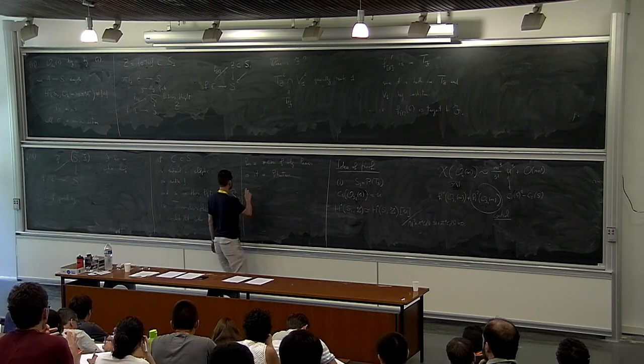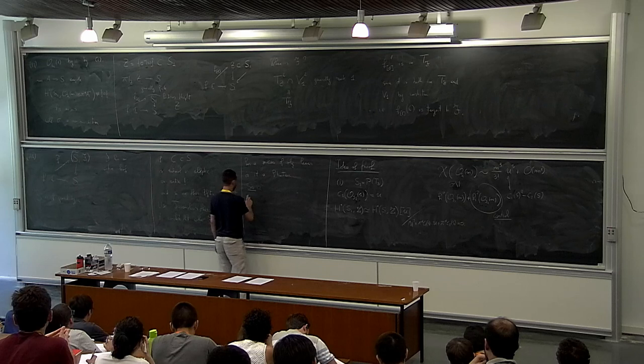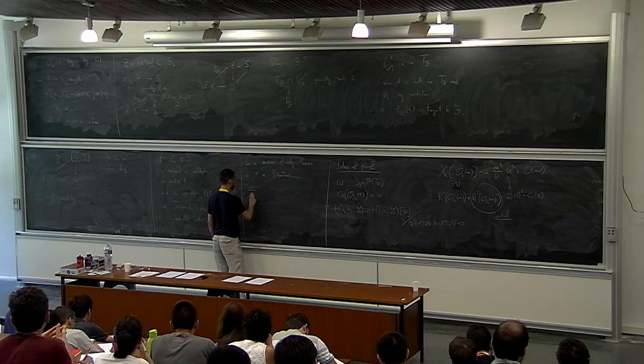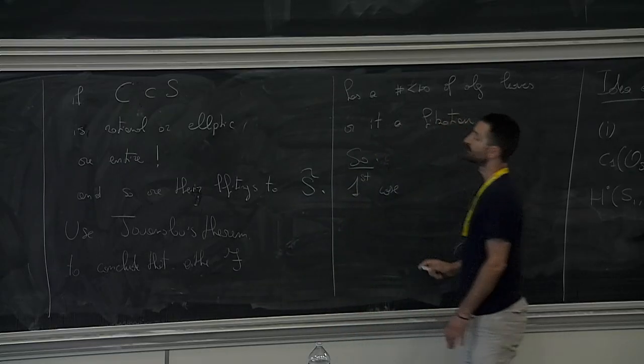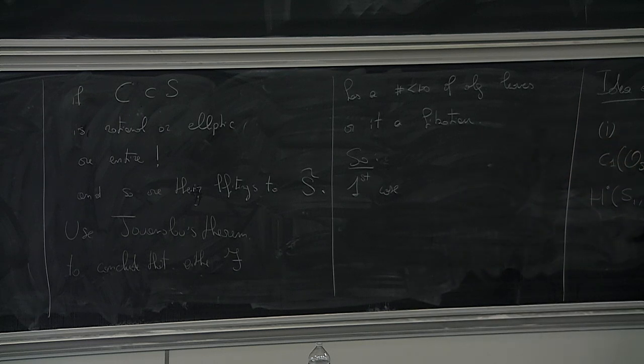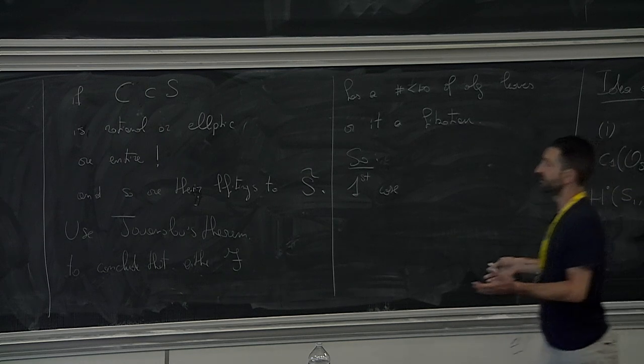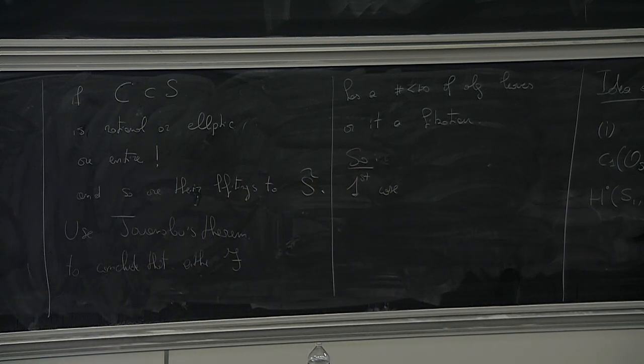Why? So if we're in the first case, you have a finite number of algebraic leaves. So every time you have an elliptic or a rational curve in S, you can lift it up, and it will become a leaf of this foliation, an algebraic leaf of this foliation. But they are finite in number. So it means that they are finite in number here. Okay.